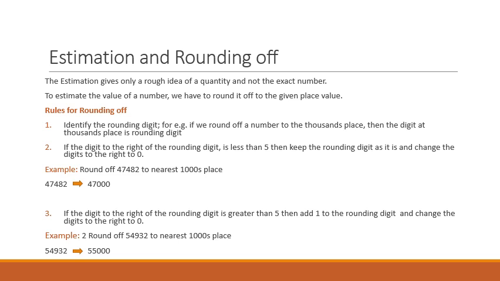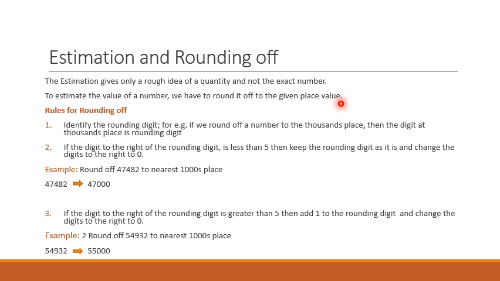So this is what estimation means. The estimation gives only a rough idea of a quantity and not the exact number. Now how to estimate the value of a given number? To estimate the value of a number, we have to round it off to the given place value. Whatever is required, how much precision is needed, accordingly we estimate the value of the given number.